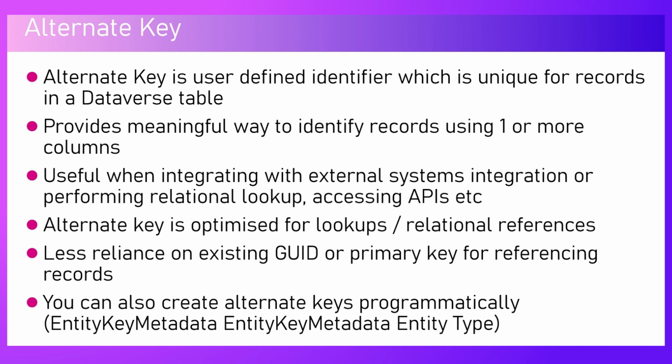Examples are accessing an API, performing a lookup into a third party system, or performing a lookup within your Dataverse table itself. An alternate key is optimized for lookups and relational references, so there's less reliance on the existing GUID or primary key for referencing records. It provides a meaningful way to identify records using one or more columns. The primary key is just one column, so that's one column uniqueness. But with an alternate key, you can select one or more columns.